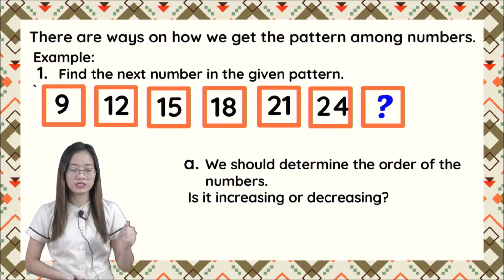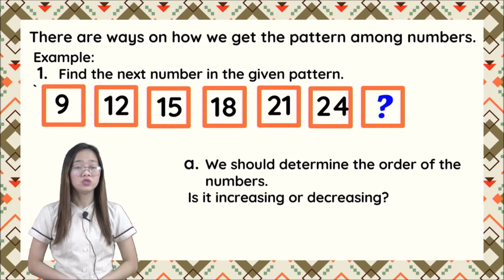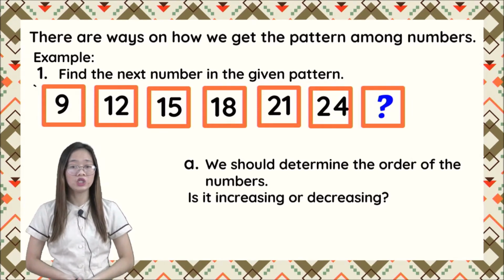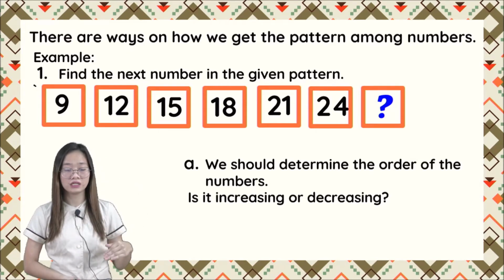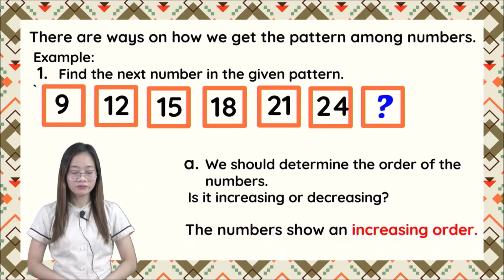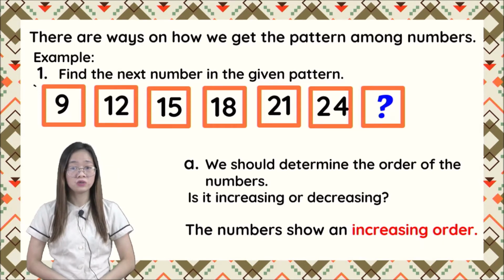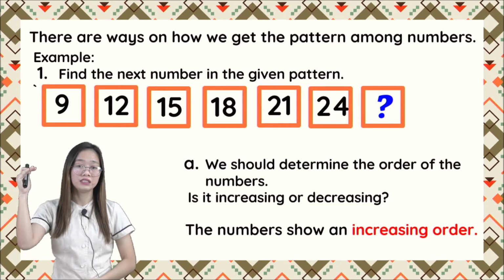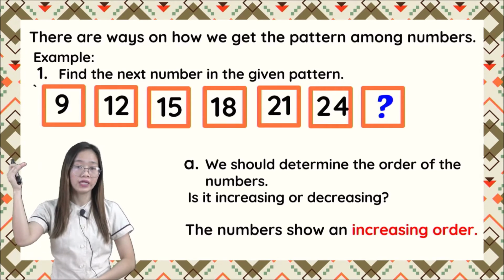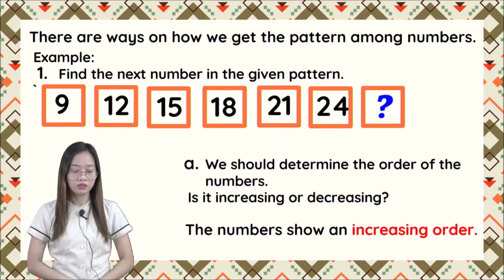Now, as you can see the given numbers, class: 9, 12, 15, 18, 21, 24. Are they increasing or decreasing? The numbers show an increasing order. 9, 12, 15, 18, 21, and 24, and then the missing number.